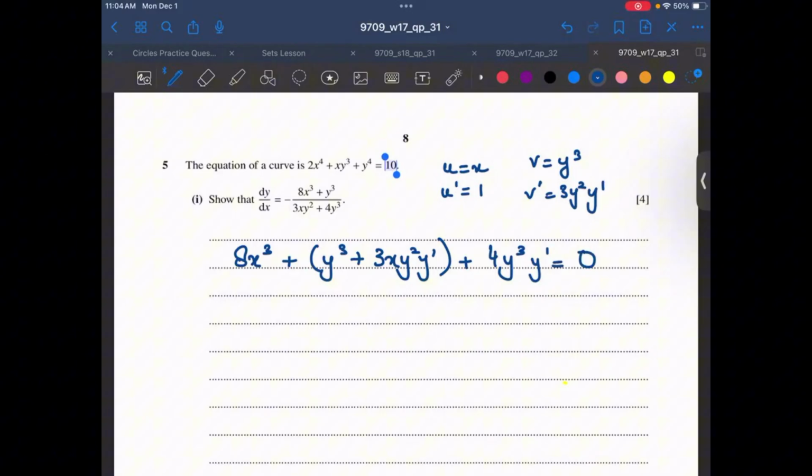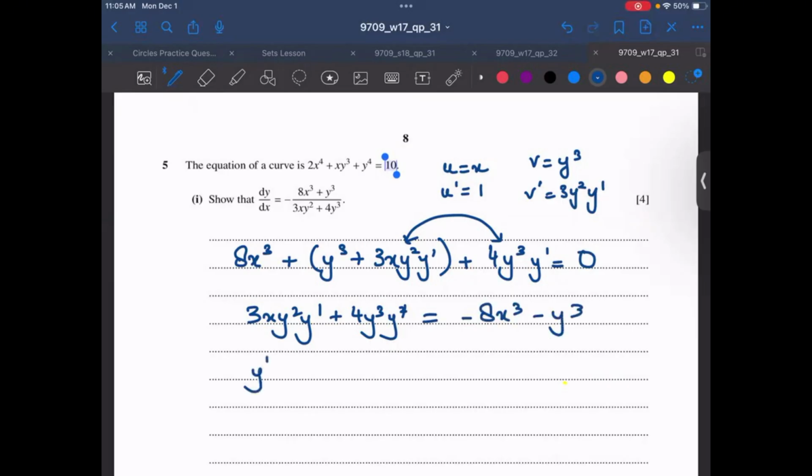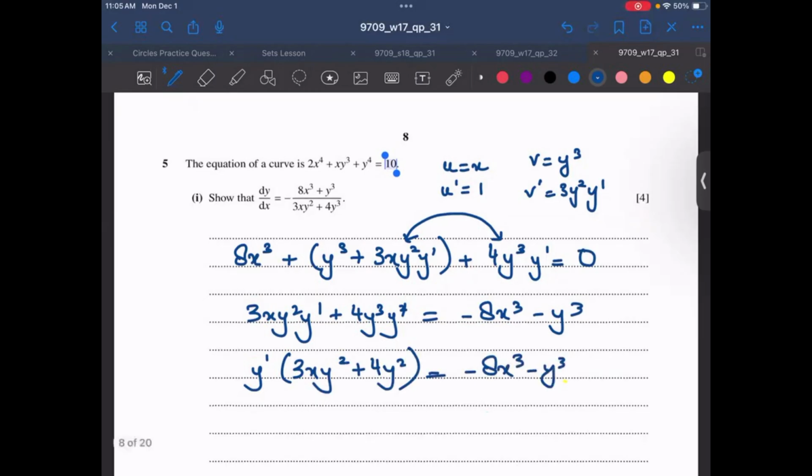Now to find dy/dx, we'll separate these terms. So we'll get 3xy^2 y dash plus 4y^3 y dash equals, and this will become minus 8x^3 minus y^3. Now taking y dash as common, which is basically dy by dx, we'll get 3xy^2 plus 4y^3 equals minus 8x^3 minus y^3.